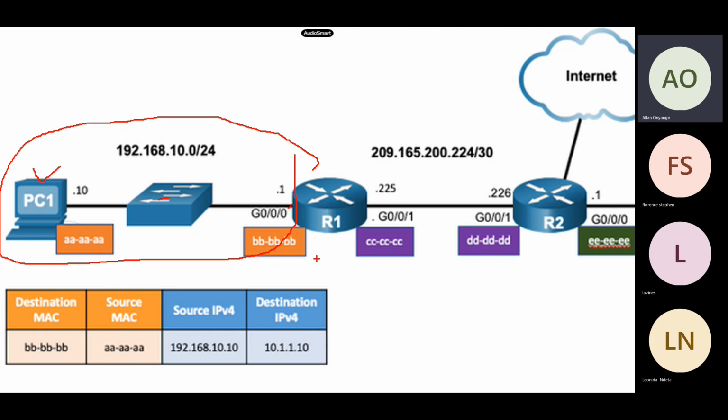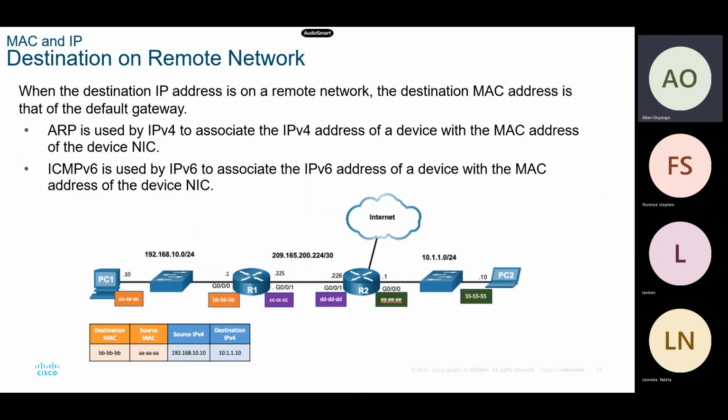And why do we call it a default gateway? It's called a default gateway simply because it is our only way out to other networks, our only way when you want to reach or send a message to another network. So the router is called the default gateway, but the IP address of the router's interface is called the default gateway address, okay?